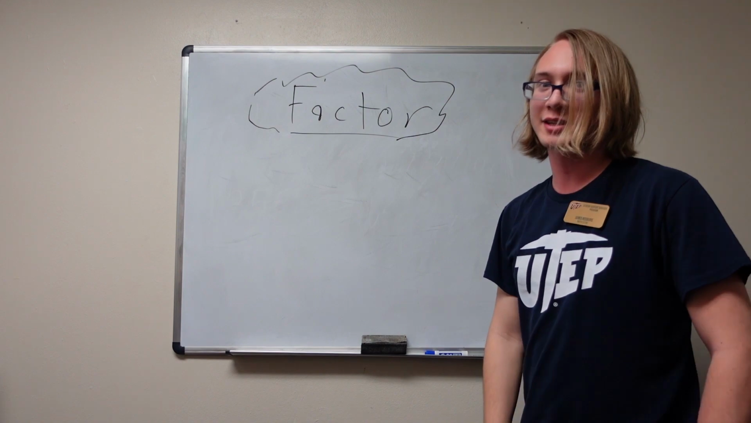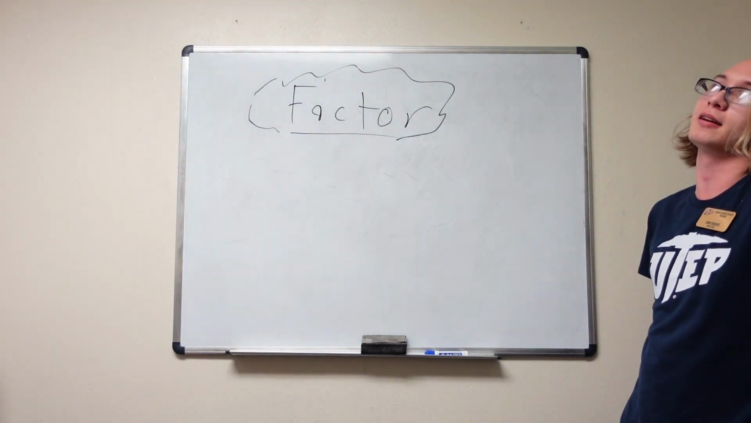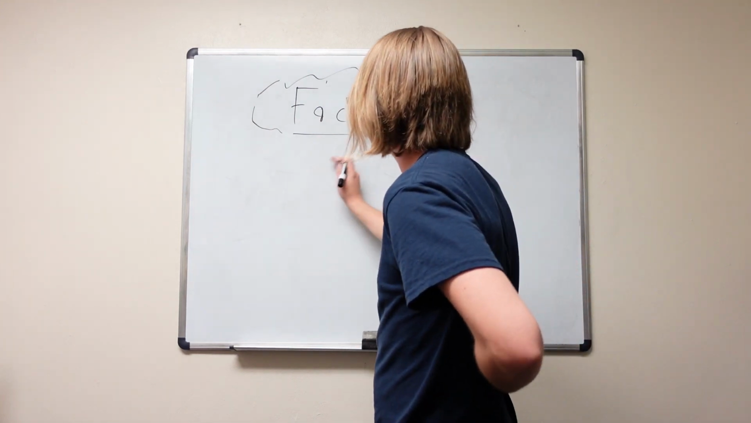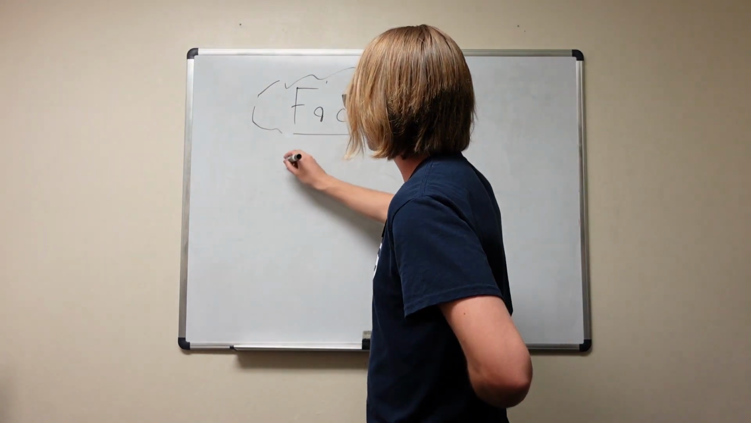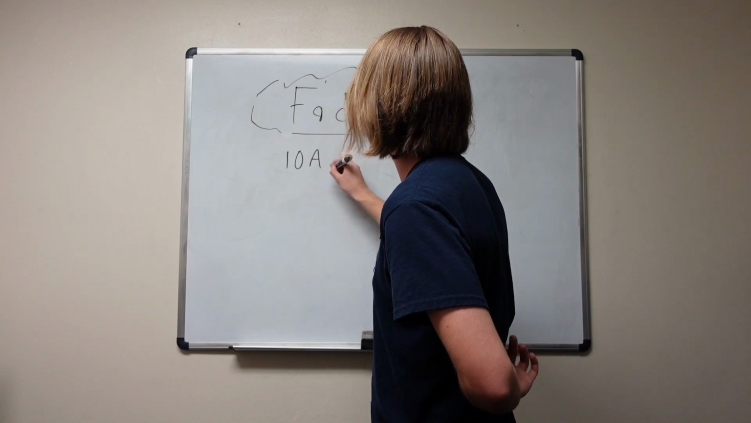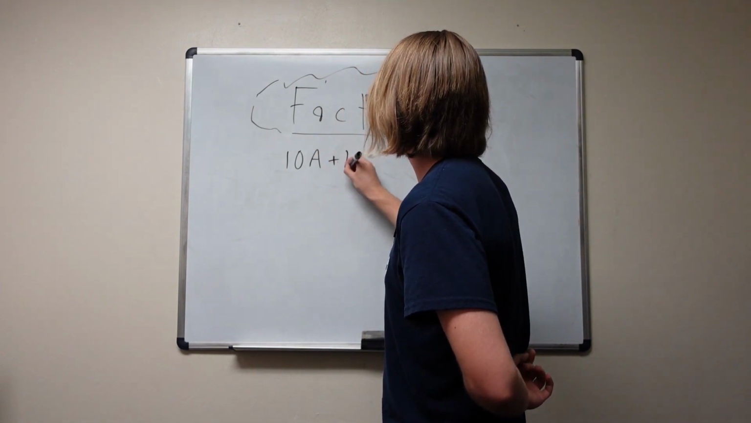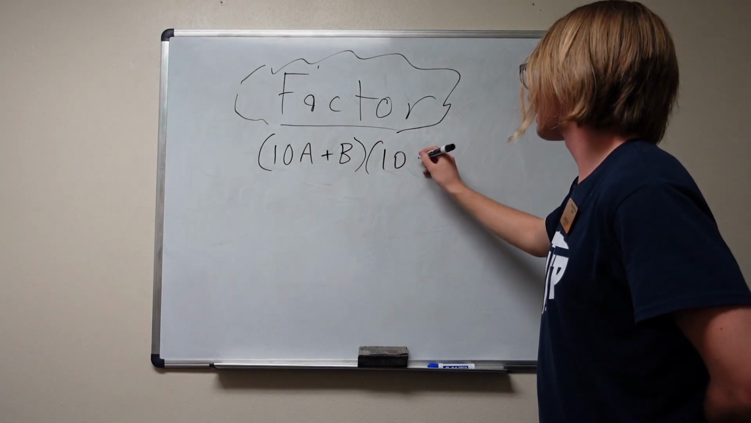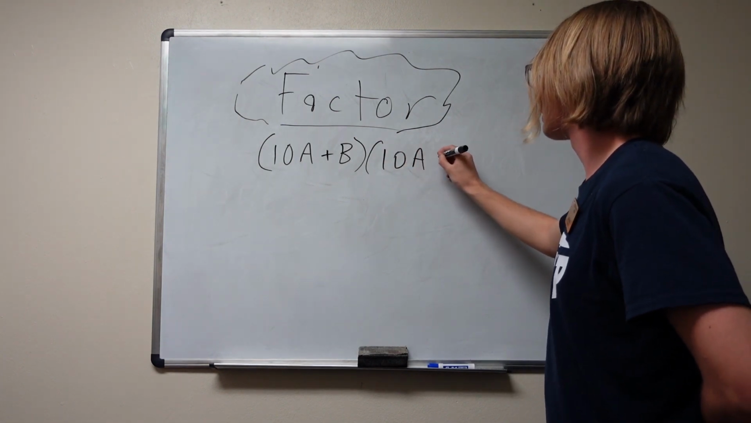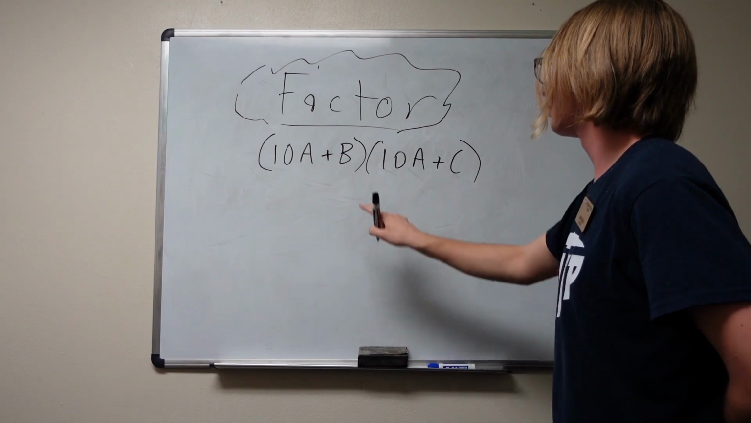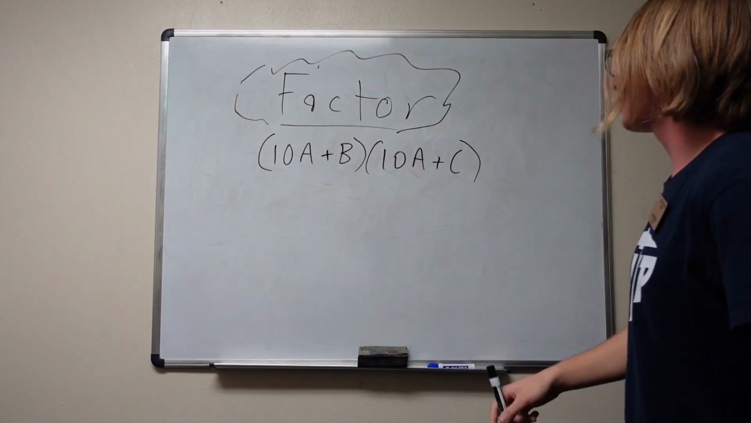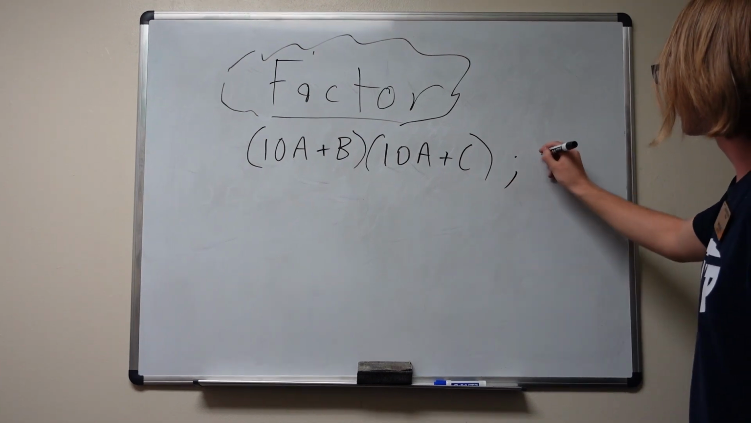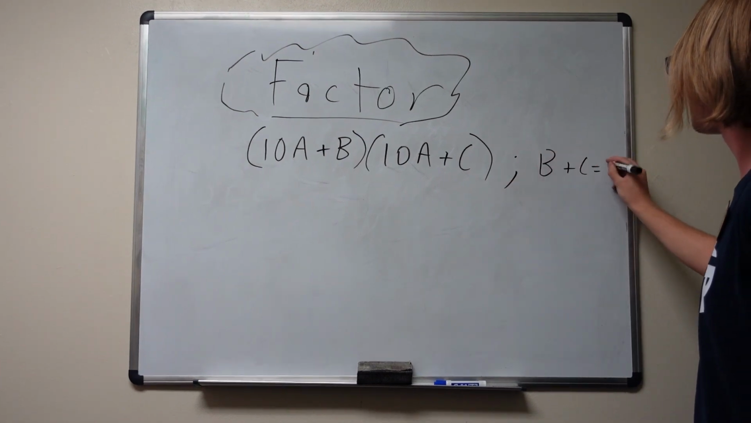So for this one, I'm going to write down how it's created, and then I'll explain it. So I'm going to have 2-digit numbers that are multiplied. So 10A plus B times another 2-digit number, which is 10A plus C, where the tens digits are the same and the units, one's digit, add up to 10. So B plus C equals 10.